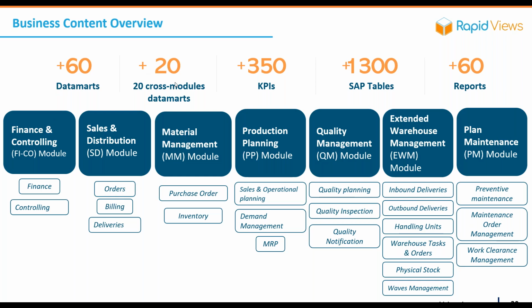We have also, we provide advanced, what we call cross-module data mart. That is extremely interesting when you want to build advanced report where you're going to need to be able to mix data, let's say between finance and sales and stock and controlling and so on. So we provide this advanced cross-module data mart, more than 350 KPIs, and behind that we access hundreds, thousands of SAP tables, of course.